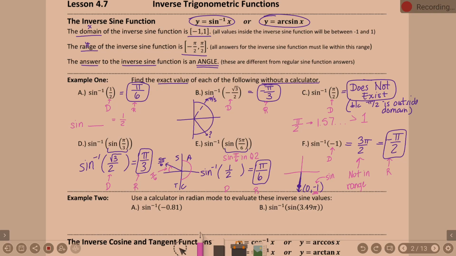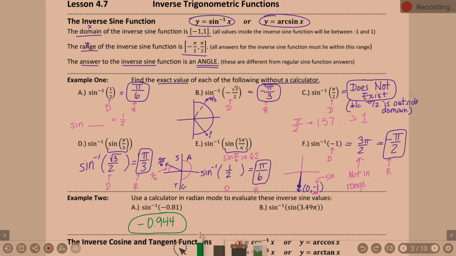The negative 0.81, and there is the answer that you guys should have gotten, the negative 0.944, so on and so forth. I just have 3 decimal places written down. And notice, that's a radian answer. Okay, radian answers are just going to appear in decimals.